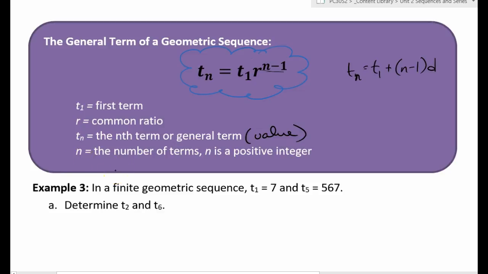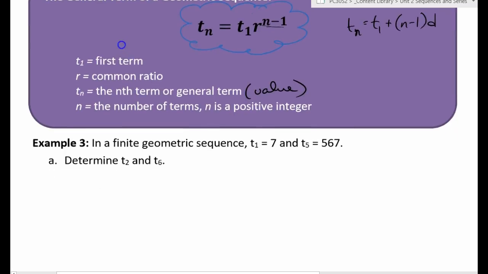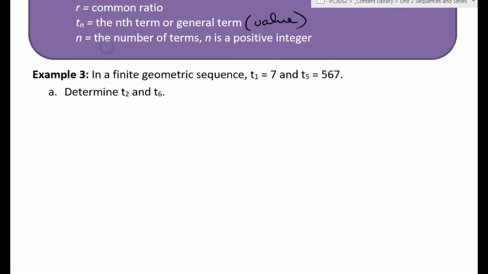And n is the number of terms that you're looking at. So Tn would give you your nth position. It's always going to be positive, and it's going to be a whole number.